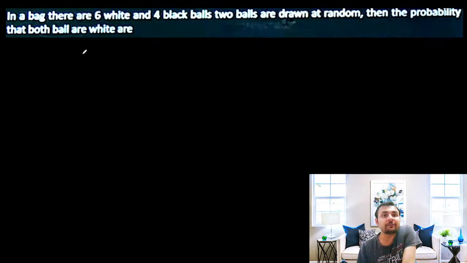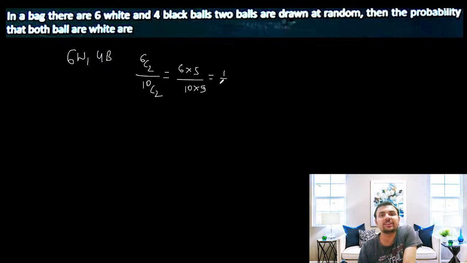In a bag we have 6 white and 4 black balls. 2 balls are drawn at random, then the probability that both are white. So 6C2 upon 10C2, which is nothing but 6 into 5 upon 10 into 9, which is 1 by 3.